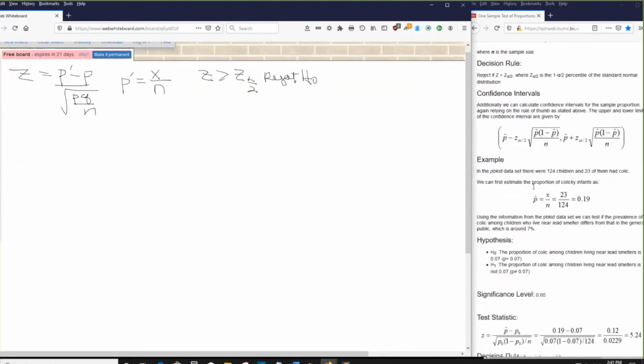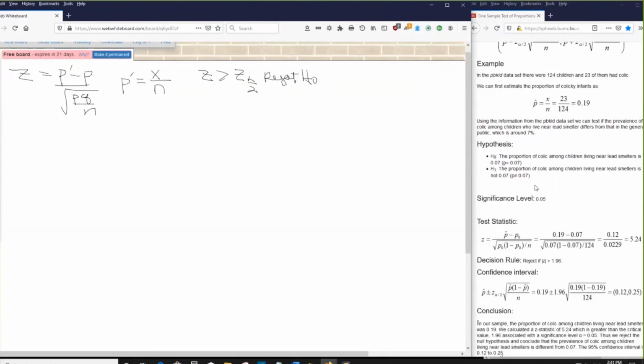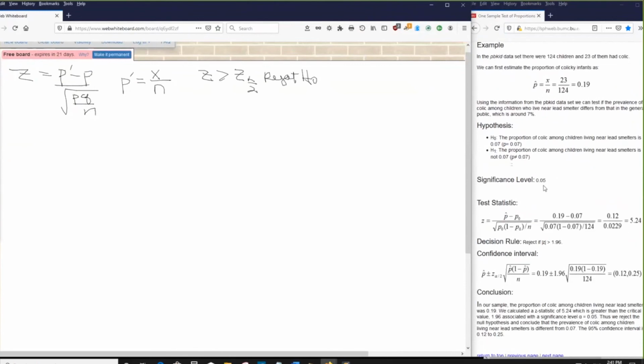And let's go ahead and do a sample example problem. So let's say we want to know the proportion of children living near a lead smelter who have colic. The prevalence of colic in the general population is approximately 7%.